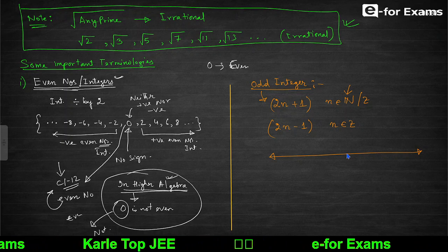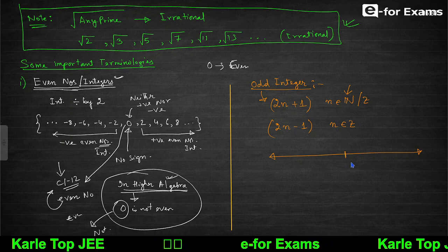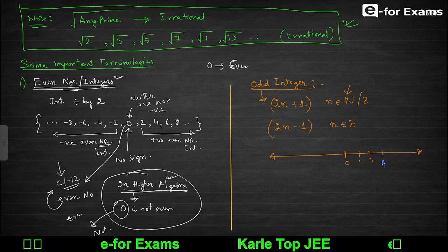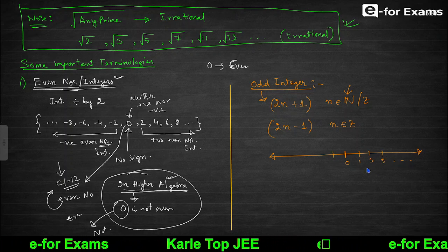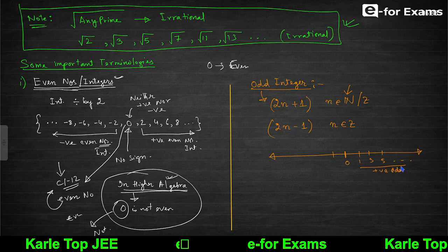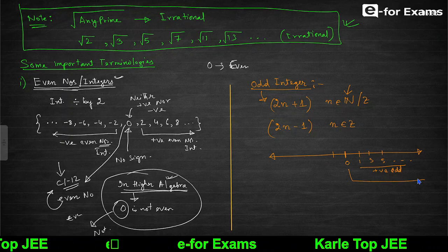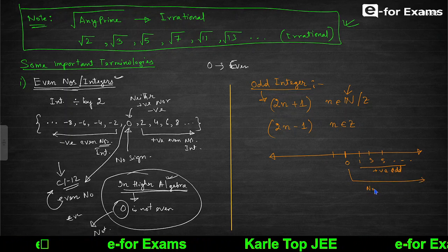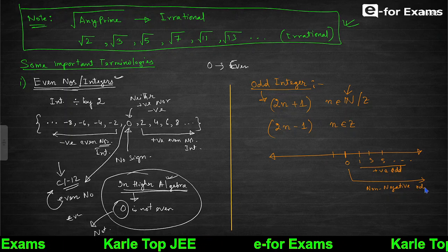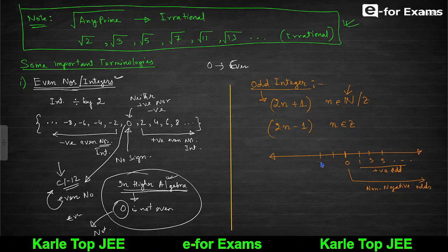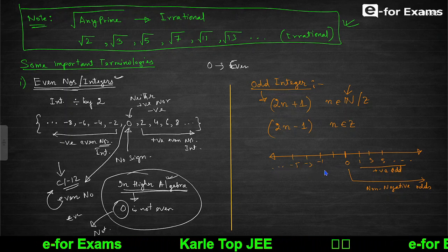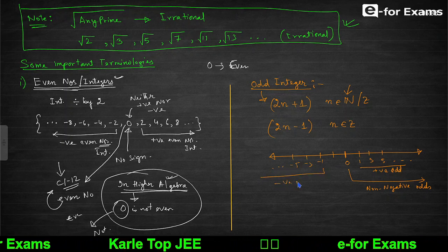Here, let's see. 0, 1, 3, 5. These are odd. Positives. Positive odd. These are non-negative odds. -1, -3, -5. So these are negative odds.